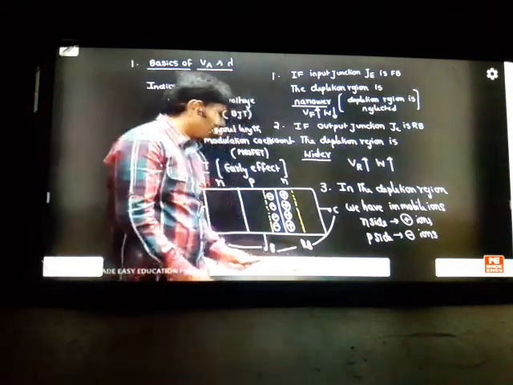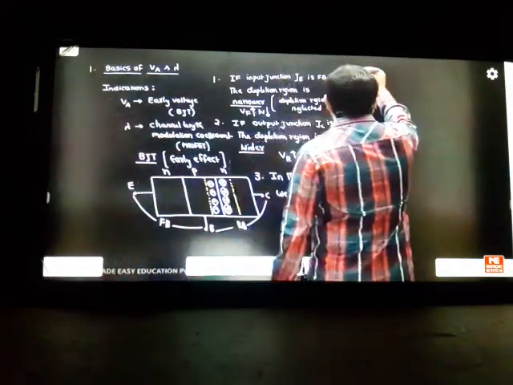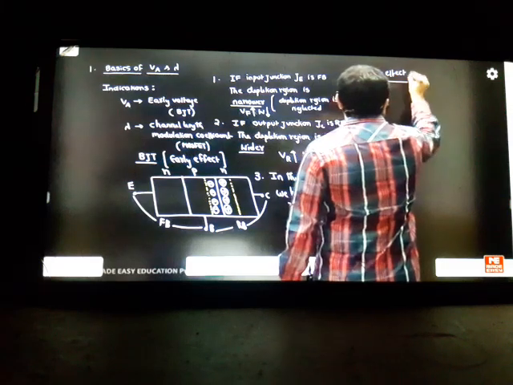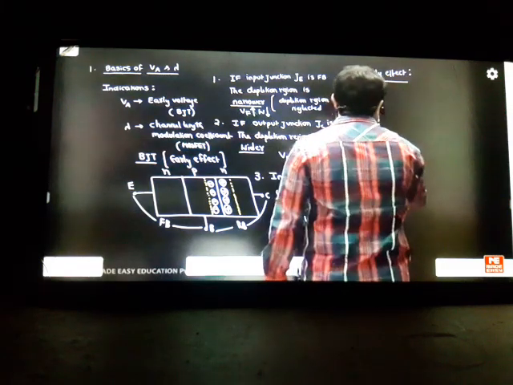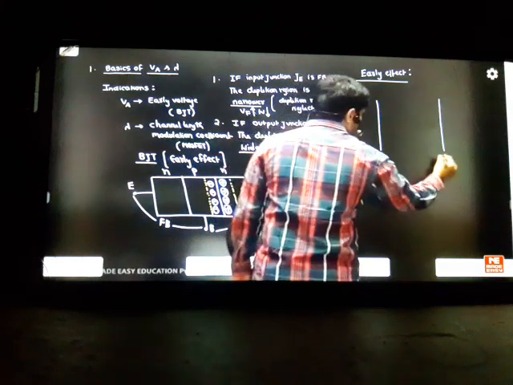So let us see a small issue I'm talking about here, the early effect. After completing this, here I'll take that concept to teach. What is the early effect? What is the meaning of early effect? If you take two boundaries here, that is your two junction lines like this. This is your JE junction in a BJT. This is your JC junction.